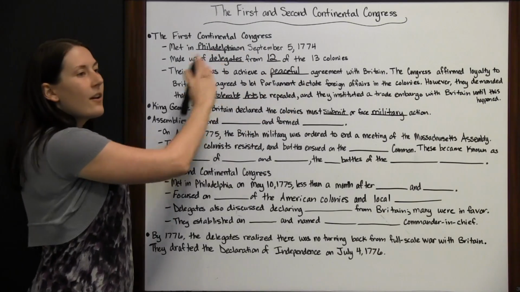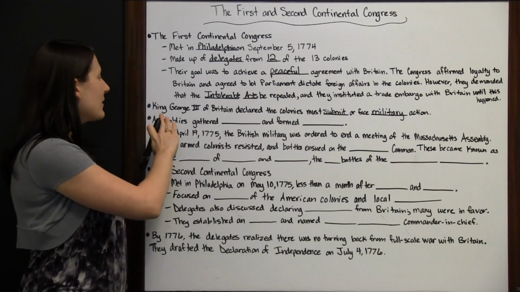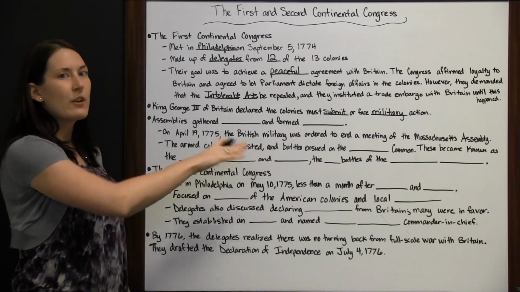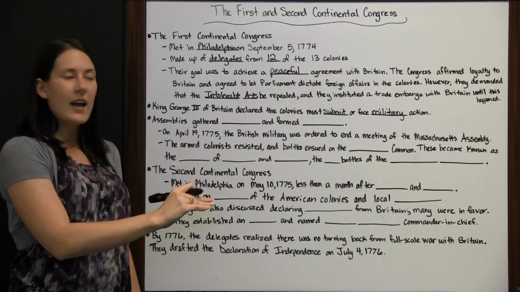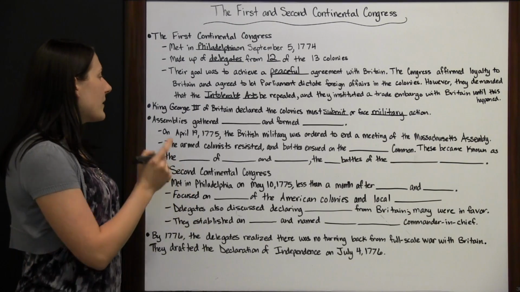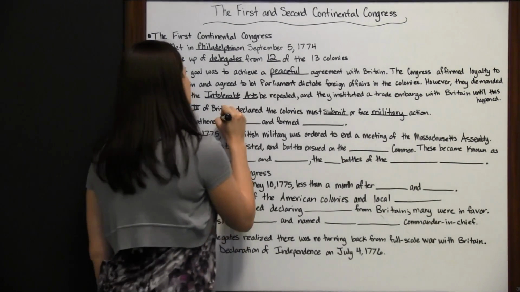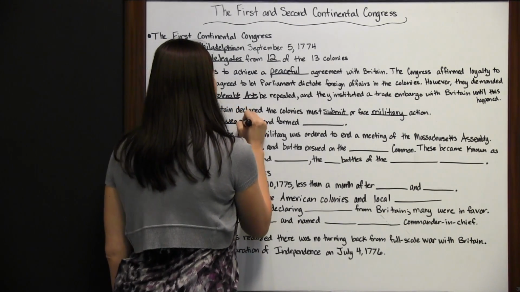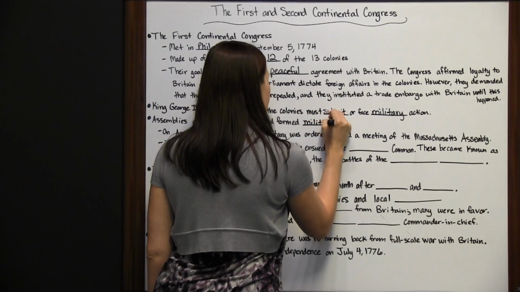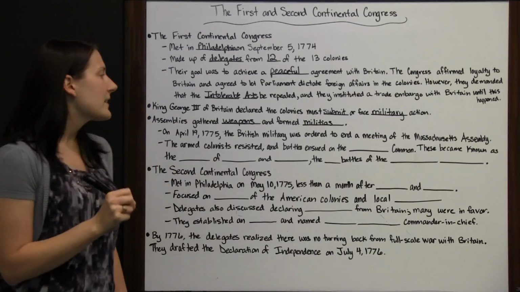We are listening to all this, is what Britain is saying, King George is saying. We don't care that you want to be peaceful, you want this repealed. We're not doing any of that. You listen to us, or there's going to be military action. There will be consequences. So assemblies gathered weapons and formed militias, groups of citizen armies, basically.